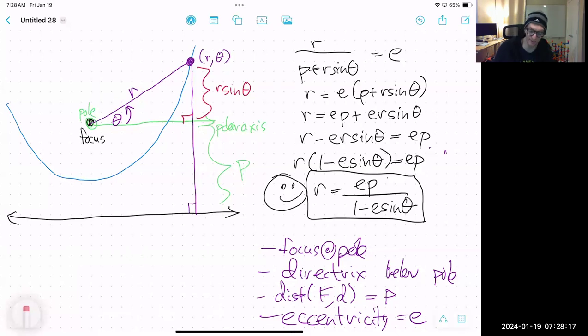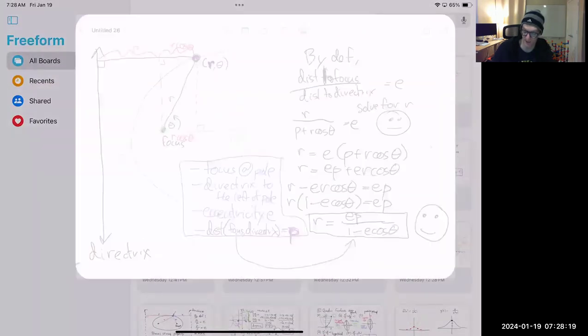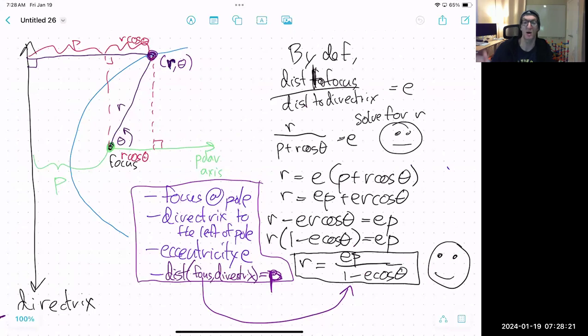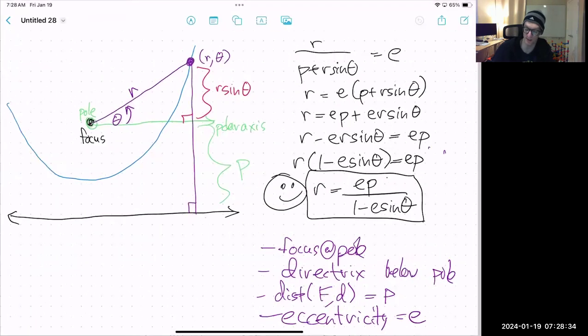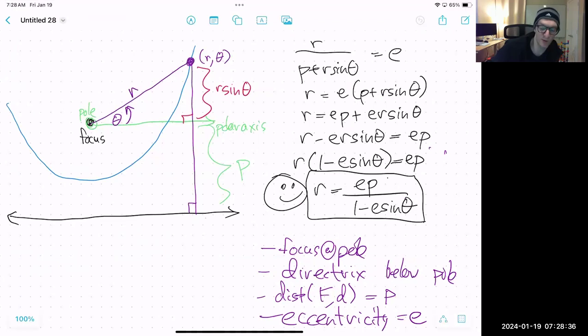Now, there's a couple of basic things to realize, which is that the cosine ones are all going to involve the directrix being vertical, being perpendicular to the polar axis, and the sine ones are all going to have to do with the directrix being parallel to the polar axis. So really, anyway, you can figure it out.